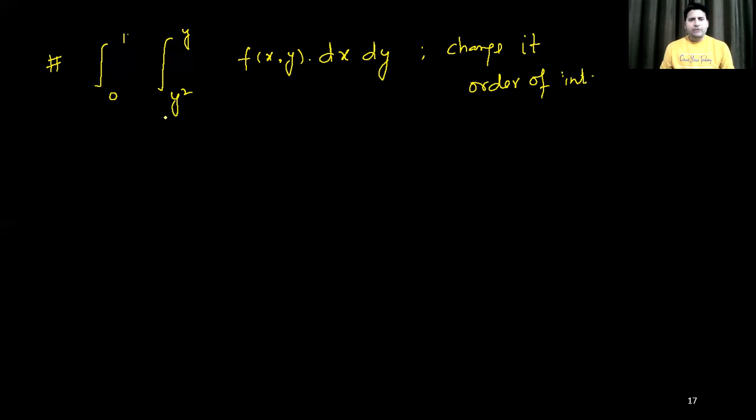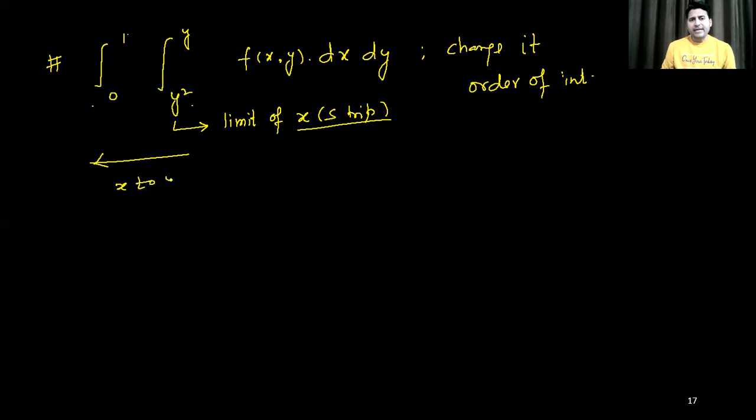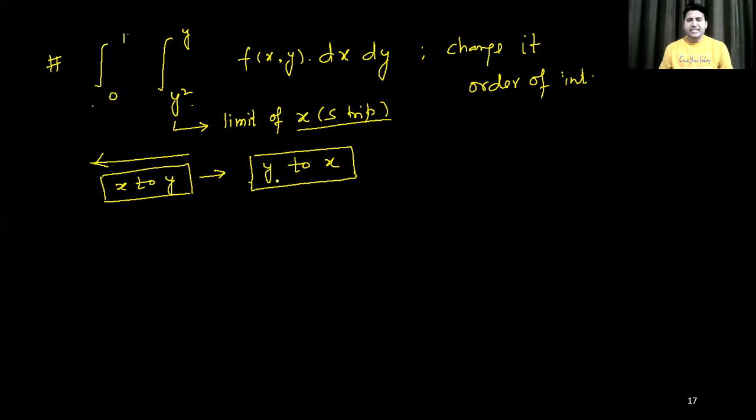Let us see. You can see the inner limit is given in terms of y. That is the limit of x. It means the question has taken the strip parallel to the x-axis, so we should reverse it. The order of the integral will be what? This is for x, this is for y. It means the order of integration in the original question is x then y. Now we have to make it y then x. It can be done by changing the strip.